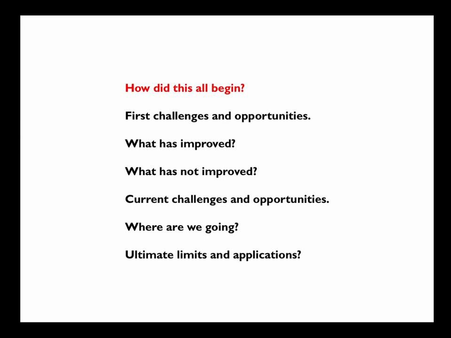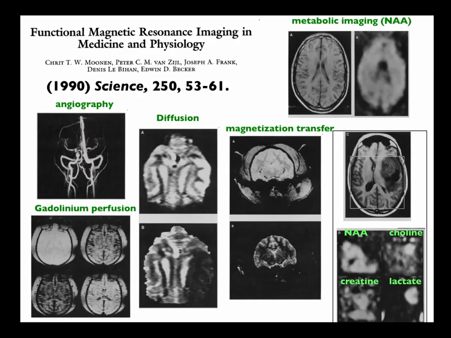So how did it all begin? I always like to start with this slide, because this was a paper published in Science in 1990 by, most of these people were here at the NIH at the time, and they were leading the field. And what's interesting is that it shows all kinds of types of functional MRI, metabolic imaging, magnetization transfer, diffusion, angiography, perfusion imaging with gadolinium, metabolic mapping, but it completely misses fMRI. And that's just to give you an indication of how quickly fMRI came upon the scene.